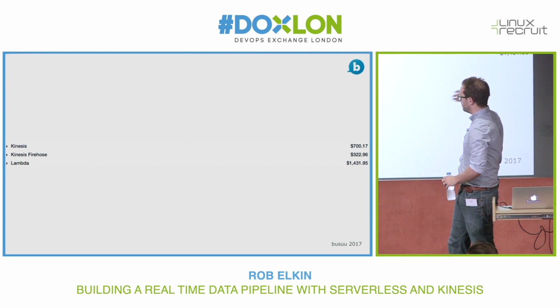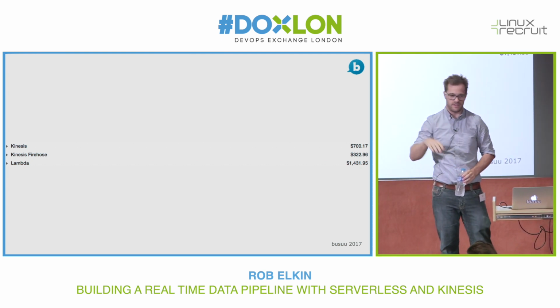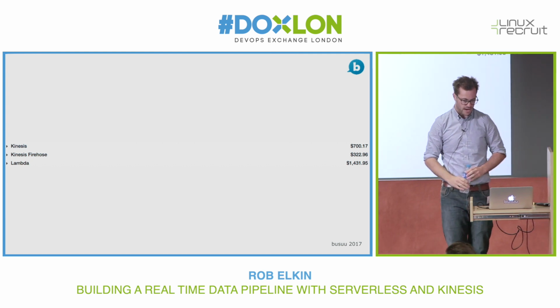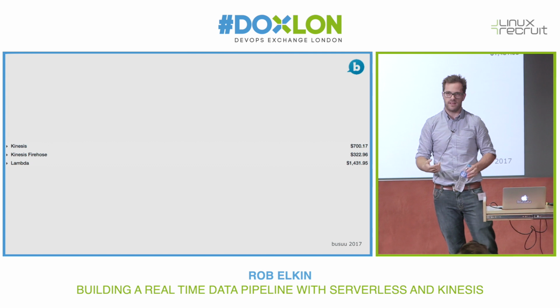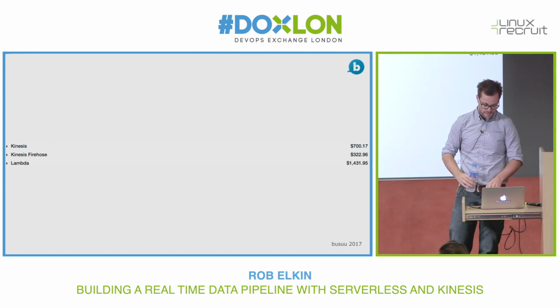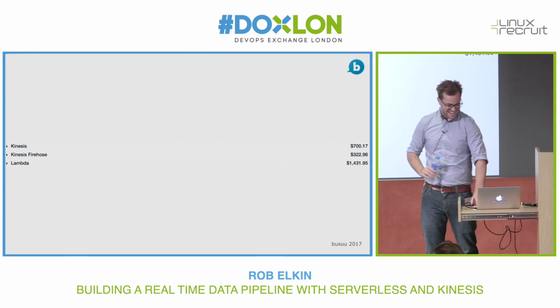So we do a lot of Lambda invocations, but the Kinesis stuff is pretty cheap. The reason that that's so high is because we did something stupid last month, and so it's a little bit higher than it should be. We'll not talk about that.